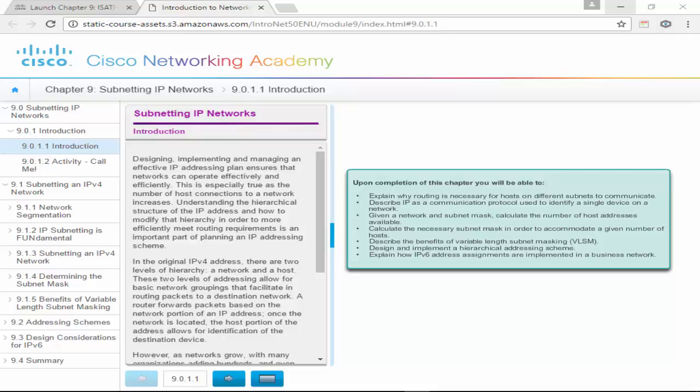Oh, hey there. It's everybody's favorite chapter, CCNA1 9, subnetting. And I think we all know where we're going with this.